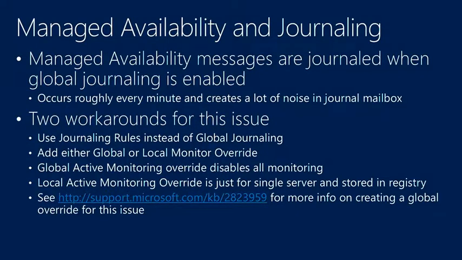So what you can do is create what we call overrides with managed availability, and that will override what the system does. If you use journaling rules, that's one way around it, but the other way is to create either a local override on the server where this is happening, or a global override if you've got multiple servers that you see this on. So that KB that we have there will show you how to create the global override and basically stop managed availability from filling up your journal mailboxes with that information.